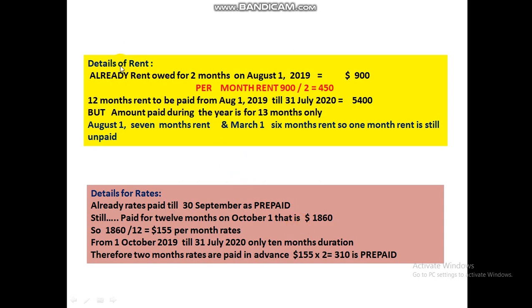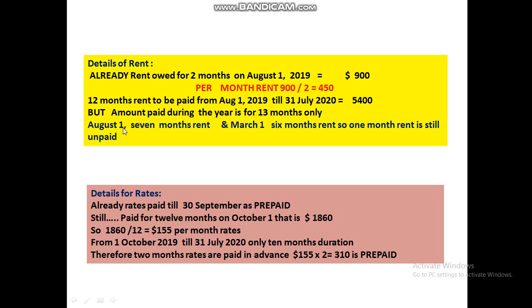Let's see some details regarding her rent. Already 2 months rent is owed at the beginning of the year, that is 900. If 2 months rent is 900, it shows the per month rent is 450. 12 months rent from August 1 till 31 July, that is 5400, was supposed to be paid, but the actual amount paid was for 13 months.